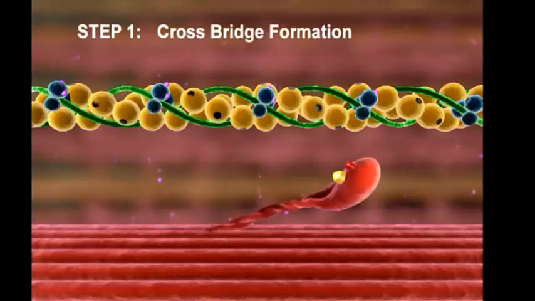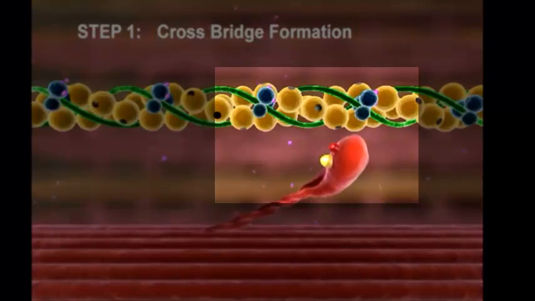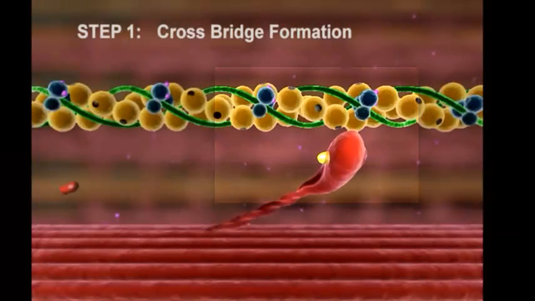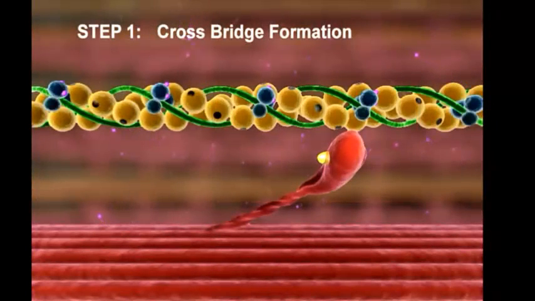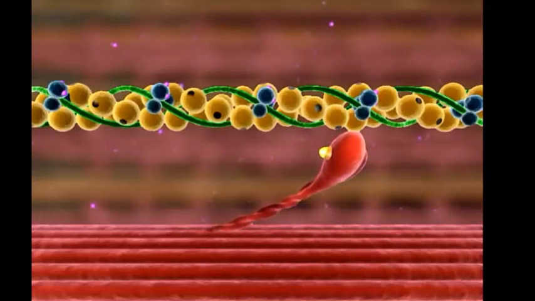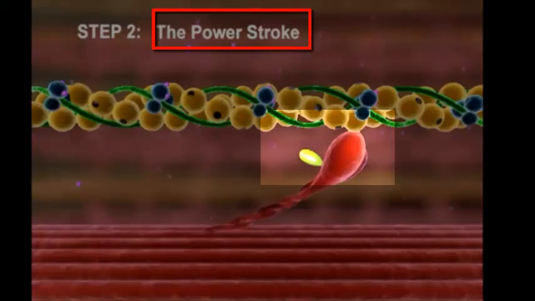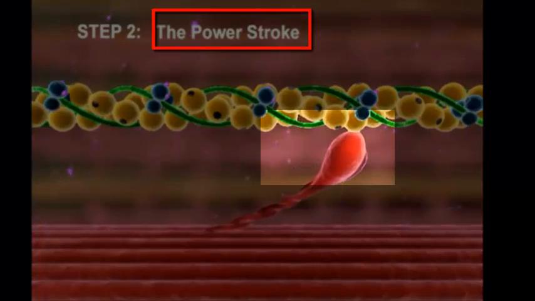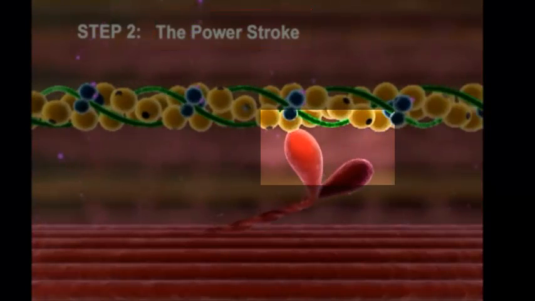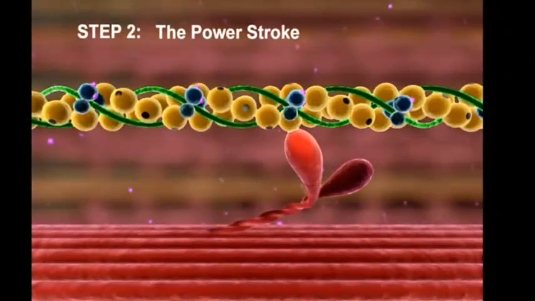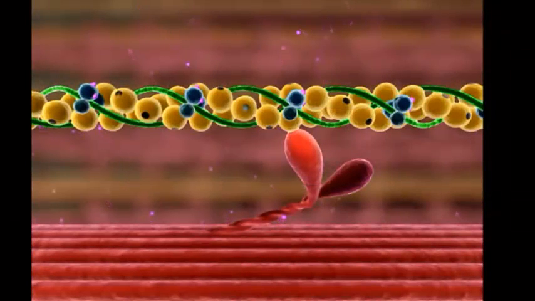Step 1. Cross-bridge formation. The activated myosin head binds to actin, forming a cross-bridge. Inorganic phosphate is released, and the bond between myosin and actin becomes stronger. Step 2. The power stroke. ADP is released, and the activated myosin head pivots, sliding the thin myofilament toward the center of the sarcomere.